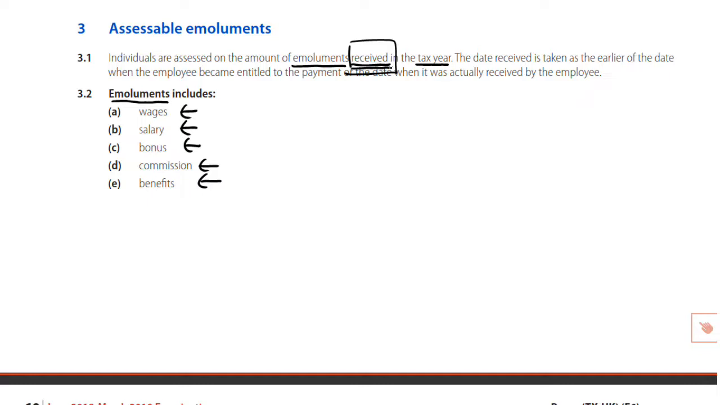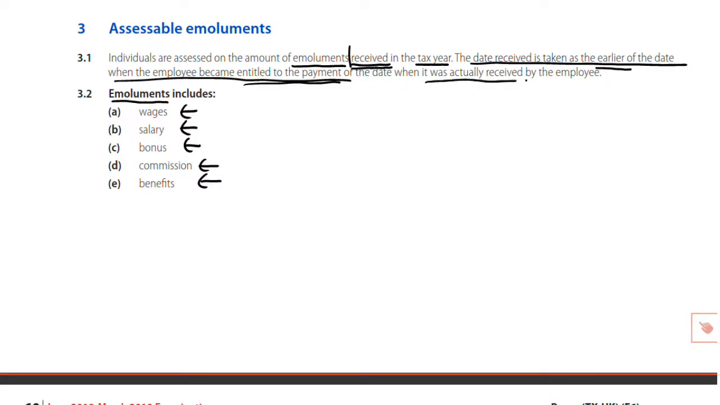Usually, of course, to stop taxpayers sort of perverting that particular rule. The idea here, the date received is taken as the earlier of the date when the employee became entitled to the payment. Now, there we've got that new term, when you became entitled to the payment, or the date when it was actually received by the employee. Now, that's obvious. When did you actually receive it? When did the payment go into your bank account? When did you pick up that cash? But what may be earlier is the date when you became entitled to the payment.